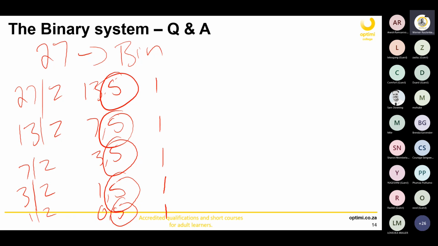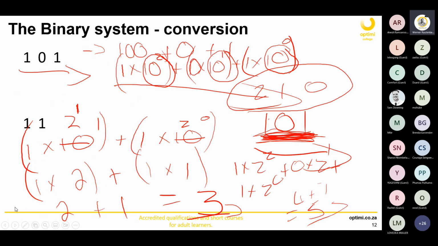Am I not right? 6.5. 13 divided by 2 is not 7.5, it's 6.5. Yeah. Okay. Right. So that should be a 0. Yeah. Okay. Let me do the whole thing over again.